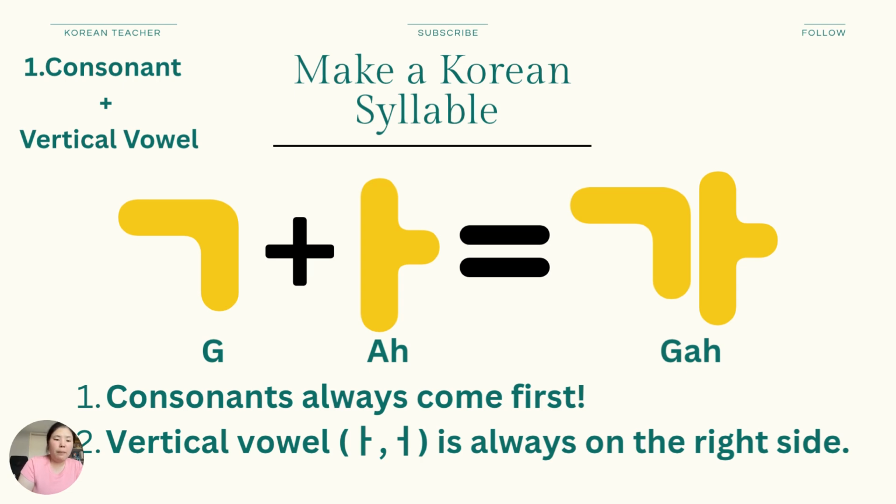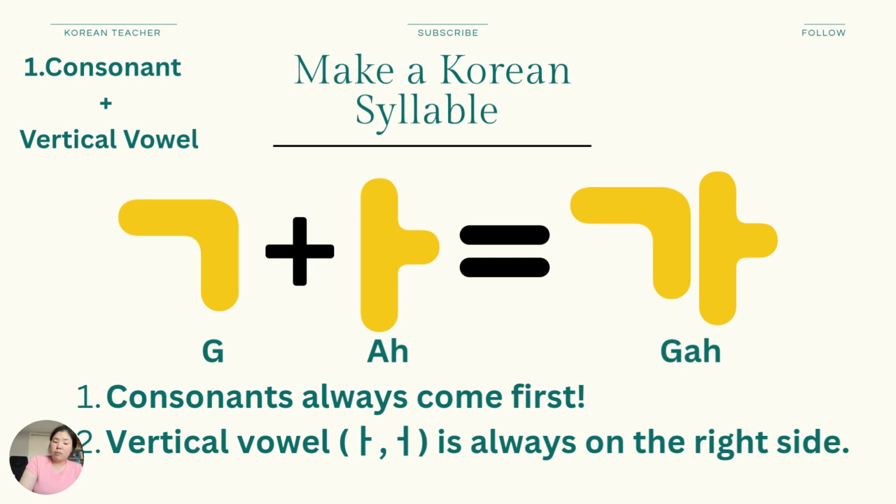Plus, what happened? You need to combine with the vowel ah. Yes, the vertical vowel ah. Okay? So what happened? Yeah, it's math time. G plus ah becomes ka. That's how you make the Korean syllable. Ka, ka, ka. Okay? So remember, consonant always comes first, and then number two, vertical vowels.